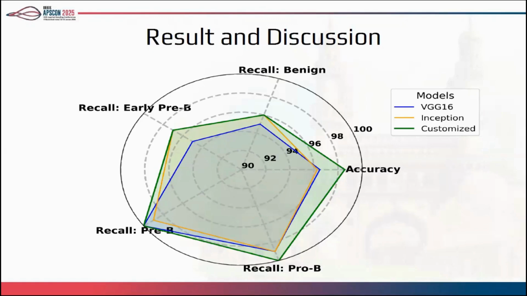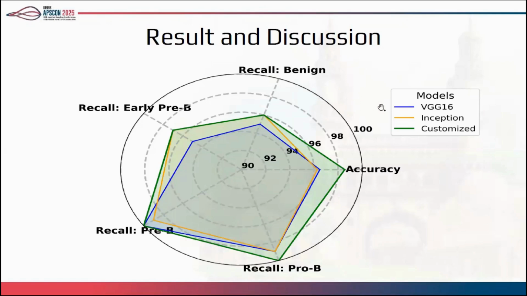So we looked at another parameter, which is called recall, because in medical cases, losing the positive samples is dangerous. That's why we use recall, which measures whether our model is perfectly catching the positive samples. In this case also, our customized model performs better than the transfer learning models.